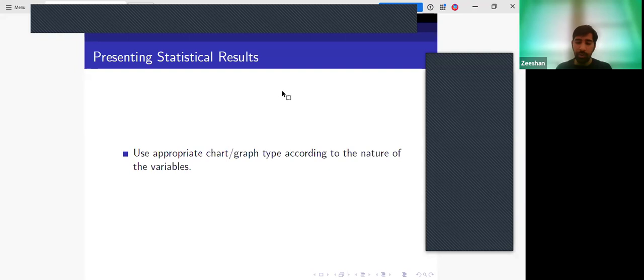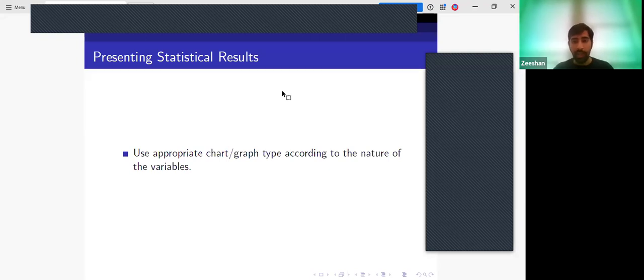Everything that you are going to add in your results section should be related to your main question. It should not dilute the main focus. For example, if you have 5 or 10 variables, it is not necessary to add a graph for each variable.